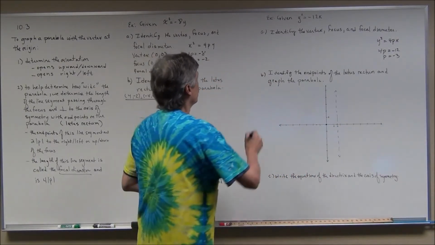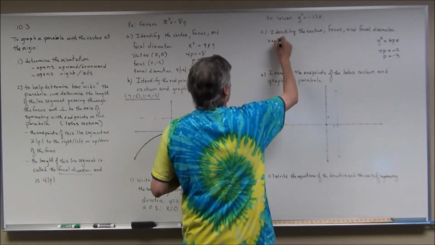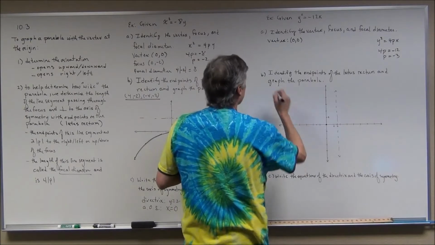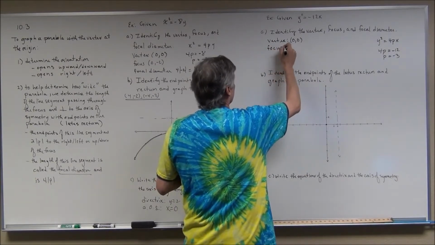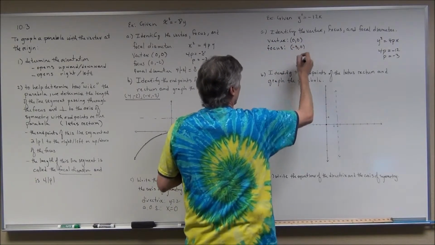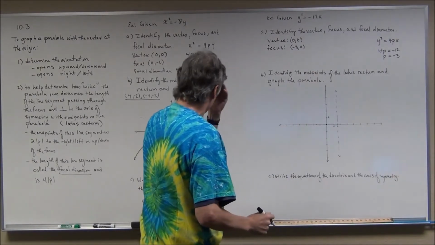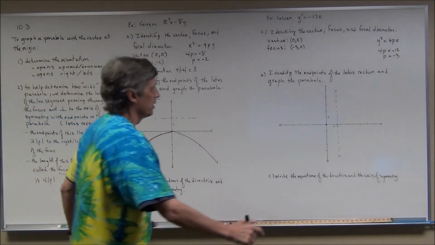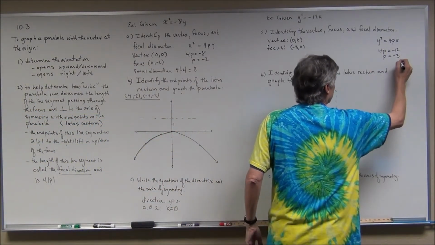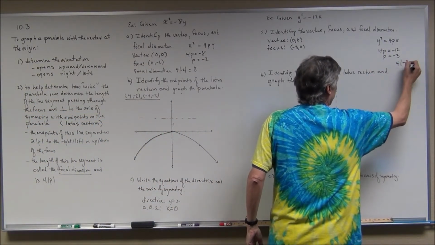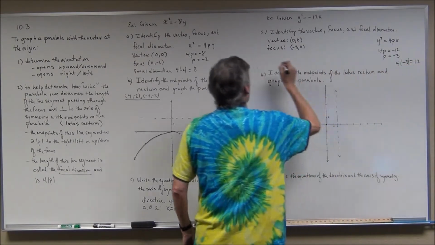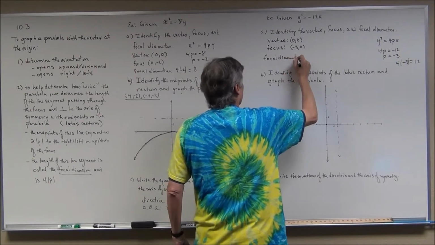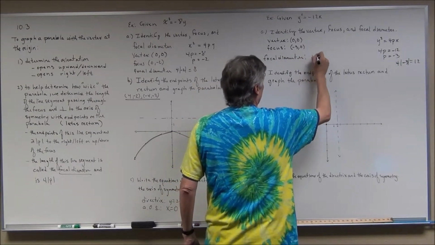So I'm going to need that down here anyway. What do we need? We need the vertex. Well, the vertex is the origin. And we need the focus. Well, that focus would be at (-3, 0). And we need the focal diameter. Well, the focal diameter is 4 times the absolute value of p. So this is going to be 4 times the absolute value of negative 3, which is going to be 12. So the focal diameter, okay, the length is 12.